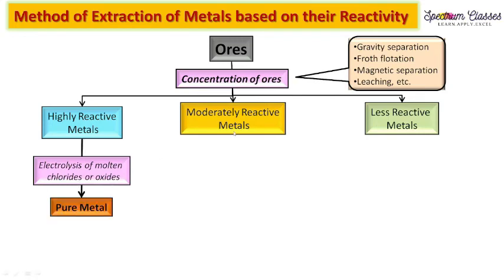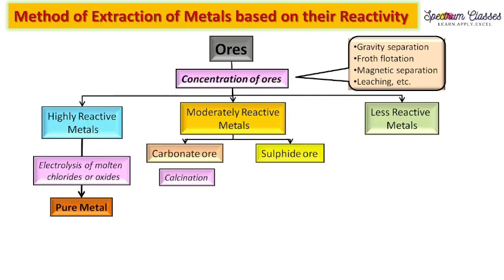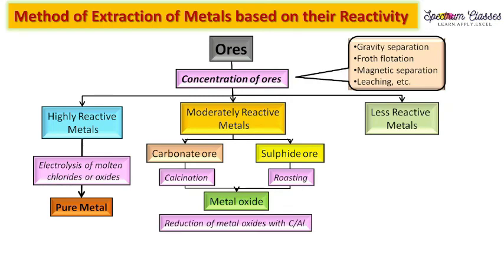Whereas for moderately reactive metals, we are having carbonate ores, and these ores by calcination are converted to metal oxides. And these metals also have their sulfide ores, and those sulfide ores by roasting are converted to metal oxides. And these metal oxides are further reduced to metals by using carbon or aluminium. By this process, we get impure metals, and that is further purified by different methods to get the pure metal based on the properties of the metal.